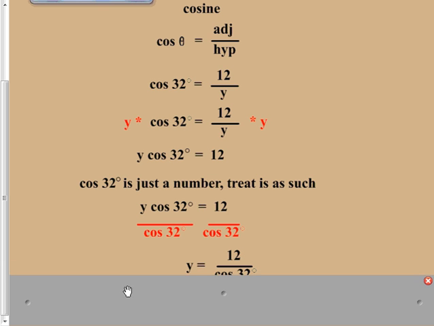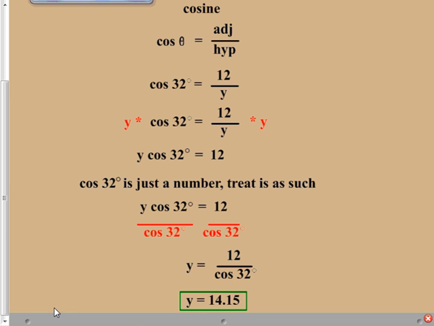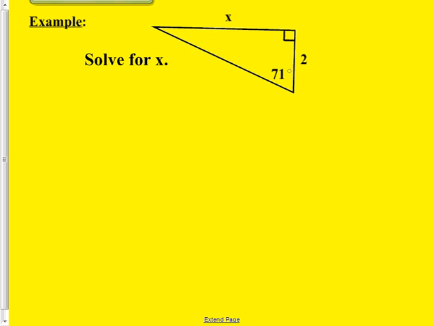Okay, and the calculator in this case, when we go to it and say, all right, calculator, what is 12 divided by cosine 32? The answer should be, rounded off to the nearest hundredth, 14.15. It's not that difficult. It's just a different type of problem than we're used to seeing.